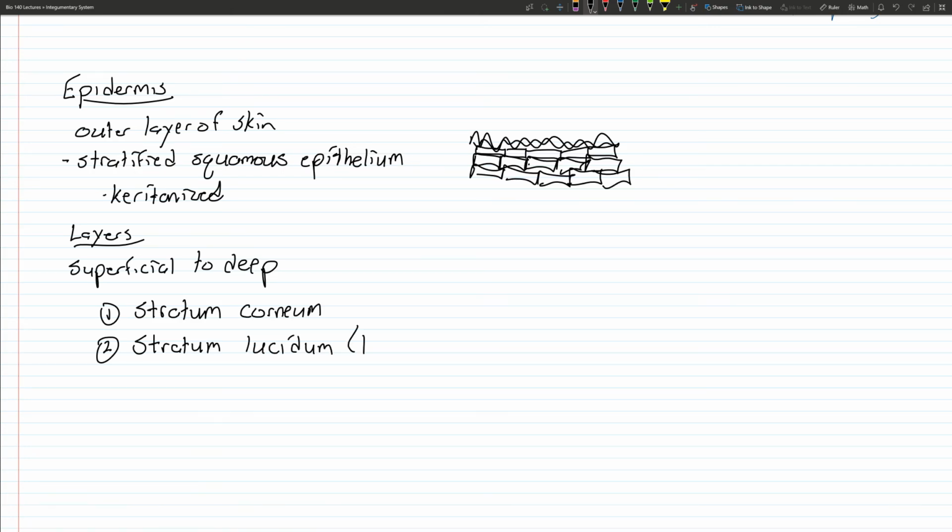Now this is only found in thick skin. And thick skin is only found in the palms and the soles. So the palms of your hand and the soles of your feet. That's where your thick skin is. And then below this, we have this thing called the stratum granulosum.